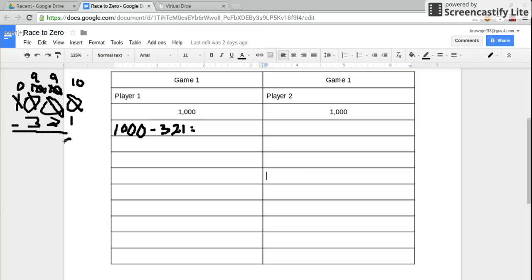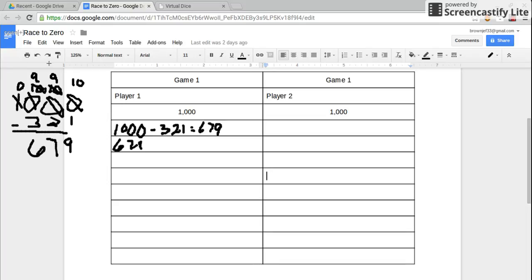Now I can subtract this. So that's going to be 9. There's going to be 7, and there's going to be 6. So my answer right here would be 679. And so my next turn, of course my partner would be doing this also, but my next turn I would start with 679.